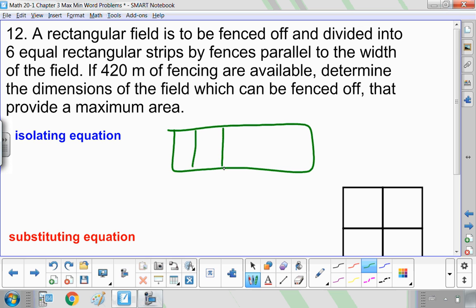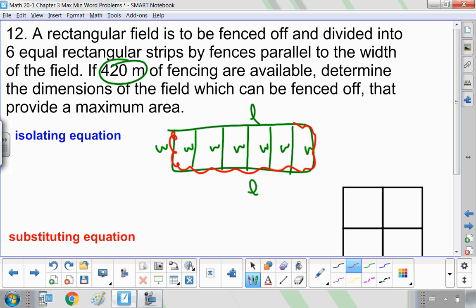So I need 1, 2, 3, 4, 5 different widths to split it into 6 sections. So I've got W, W, W, W, W, W, and W, an entire length and a length. My isolating equation is the one that has the answer, so that's the perimeter of 420. If I went around this, I would do a width, a length, a width, and a length. And then I would do all of my dividing sections as well to separate those into different sections.